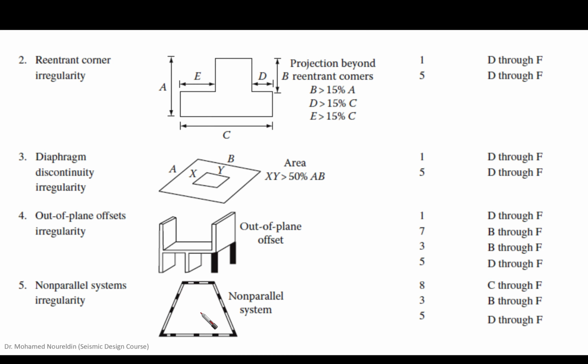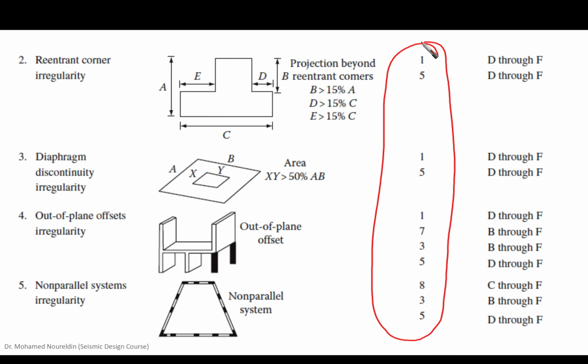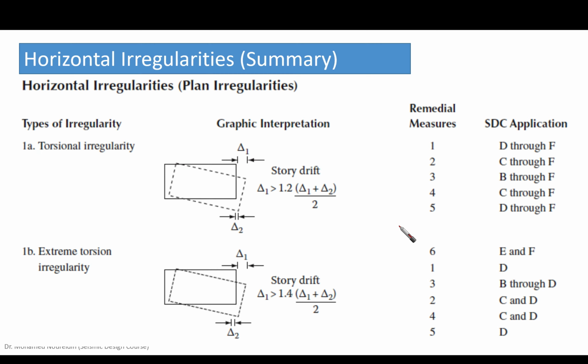Okay, so now we understood the meaning of all of these remedies. You're going to find something here like 6, for example. This is an extreme torsional irregularity. We mentioned that it is not allowed in seismic design category E and F, right? So this is the seismic design application in E and F.